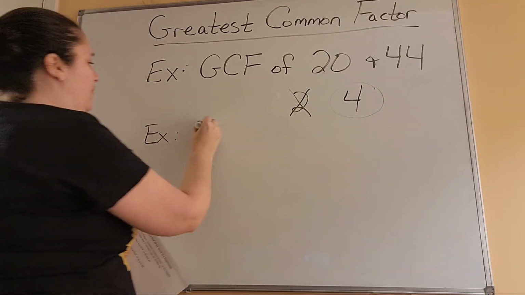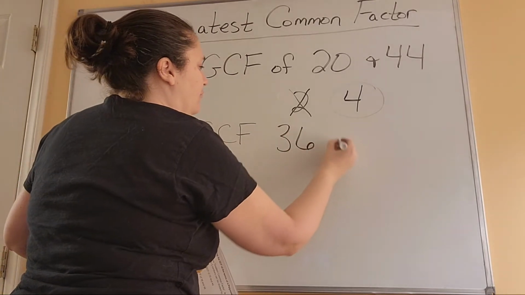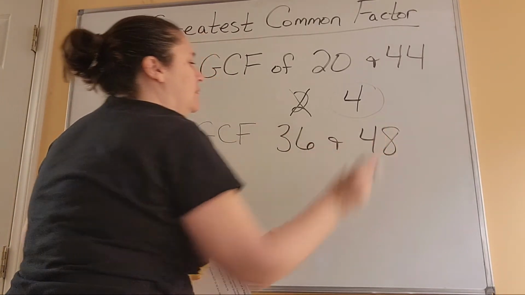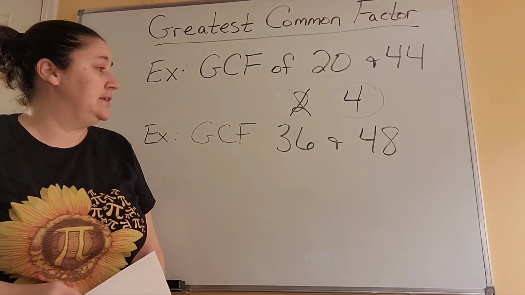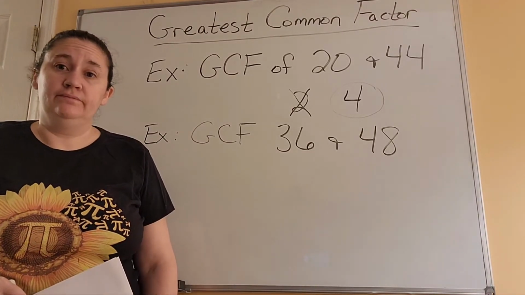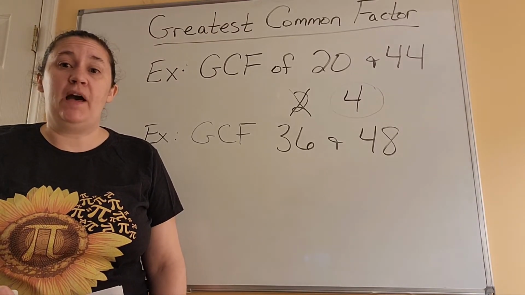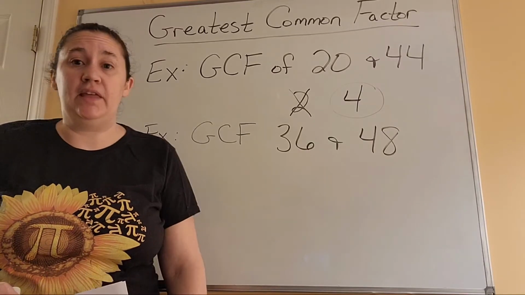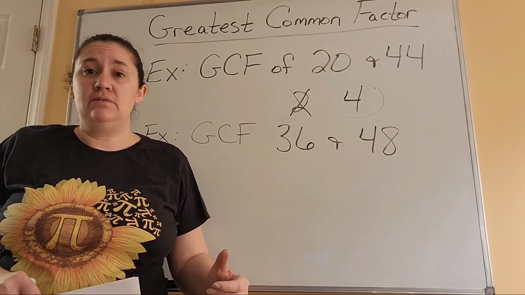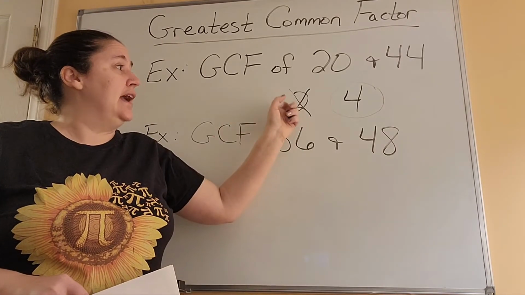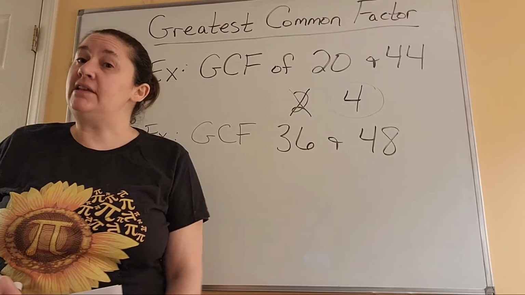The greatest common factor of 36 and 48. We are going to find the greatest common factor of 36 and 48. You need to think of what can you divide these numbers by, and then find the biggest one they have in common. There are different ways you could do this. You could make factor trees. You could just guess like I did in the last problem until you get what you think is the right answer. Or you could make a list of factors.